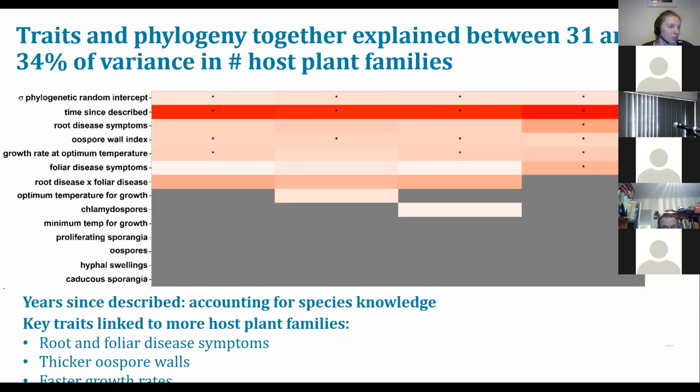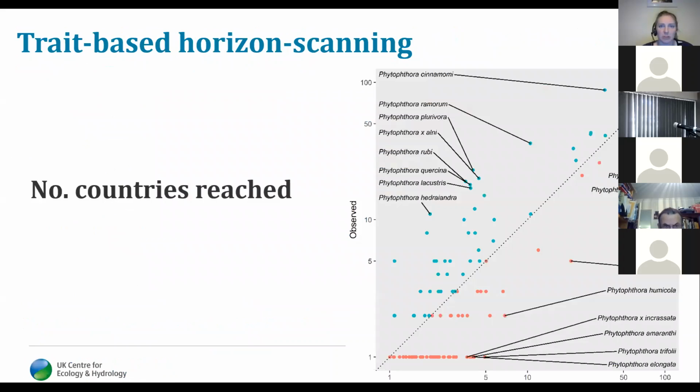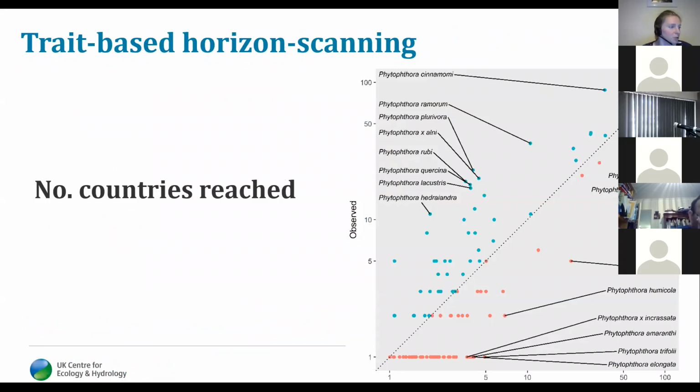And then faster growth rates were also associated with more host plant families. So maybe faster growth rates could be helpful in adapting to new hosts rapidly if it gives species a kind of competitive advantage when colonizing host tissue. And maybe if it translates to faster generation times and transmission between new hosts.